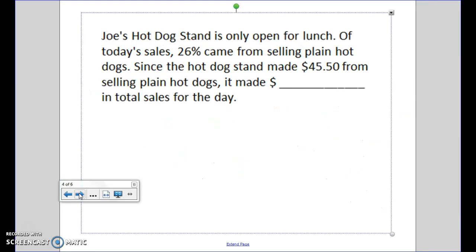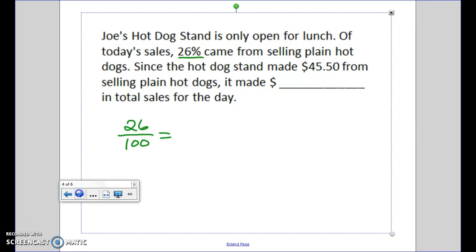Let's take a look at Joe's hot dog stand. It says that it's only open for lunch. Today's sales, 26% came from selling plain hot dogs. Since the hot dog stand made $45.50 from selling plain hot dogs, it made blank in total sales for the day. So again, let's incorporate the proportions first. Let's compare. It says 26% of the total came from plain hot dogs. So 26 out of every 100 hot dogs sold were plain.